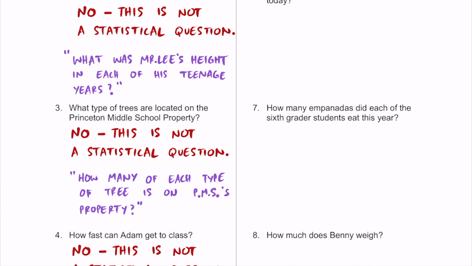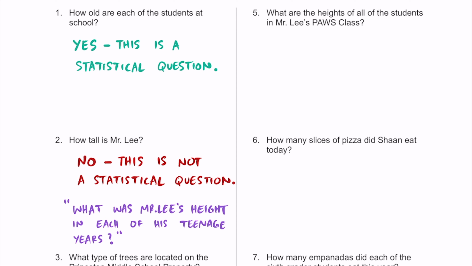Here's number five. In number five, the question is, what are the heights of all the students in Mr. Lee's class? Since we can collect data on each of the different heights of the students in this class, we can say yes, this is a statistical question.